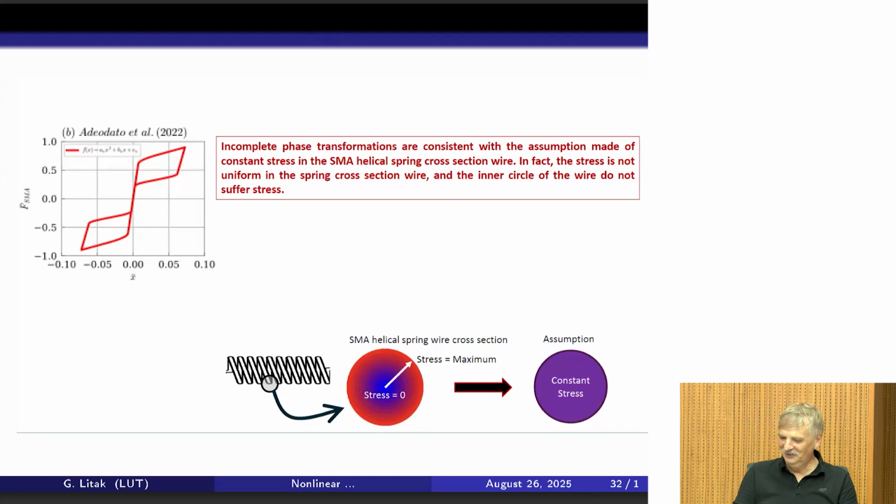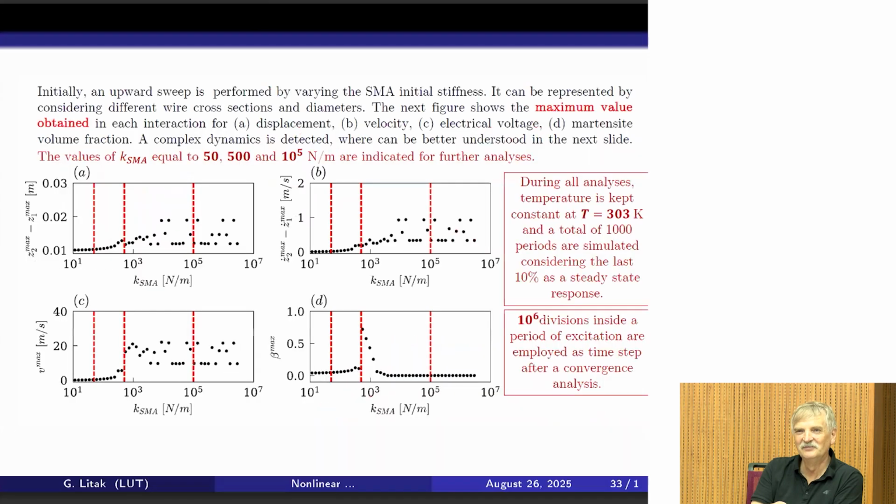So, there is a distribution of stress. Stress maximum is on the surface. And inside there is stress zero. So somehow it is possible to get such a distribution. We are just telling on this picture that the stress is not uniform inside the spring line. And we've got some solutions like that.